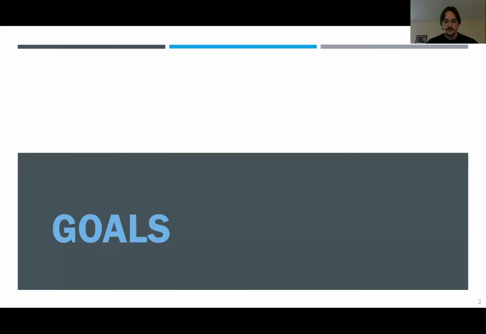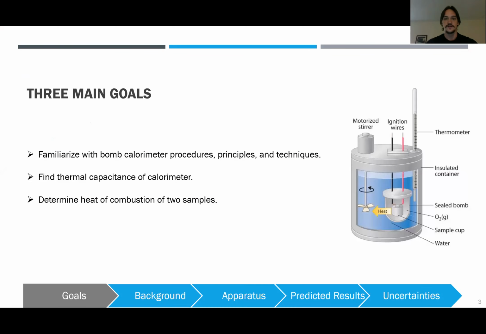Okay, starting off with the goals of the experiment. There are three main goals: to familiarize yourself with the principles, procedures, and techniques of the bomb calorimeter, to find the thermal capacitance of the calorimeter, and to determine the heat of combustion of the two samples that we will be combusting.